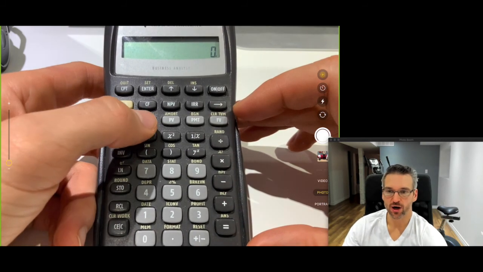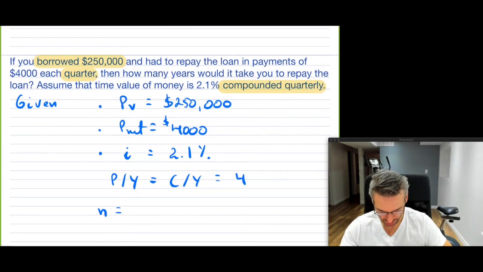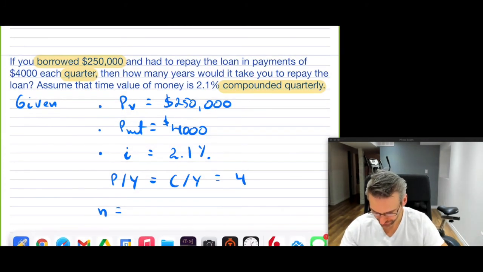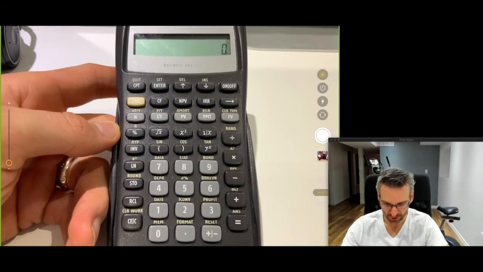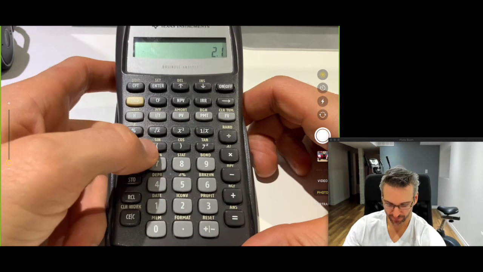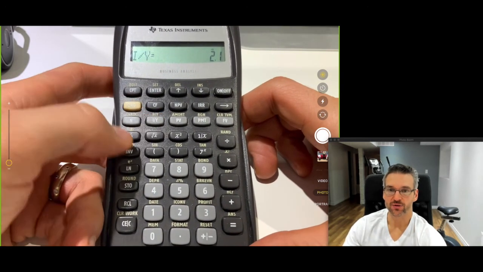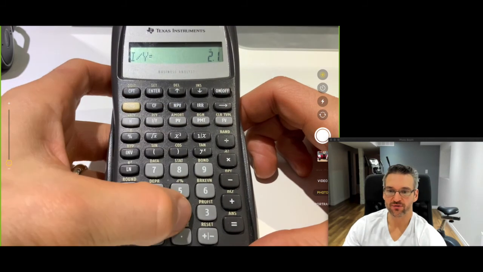Okay, so our interest, right? So our interest was, actually I forget, I'm sorry. So it's 2.1. Okay, so that was our interest. So here is 2.1. All right, so that's our interest right there. Okay, so that's that. Our present value.